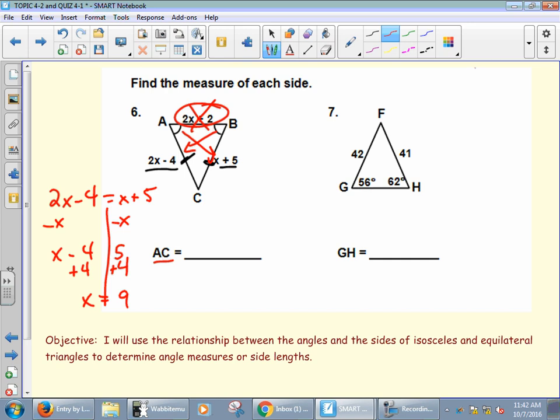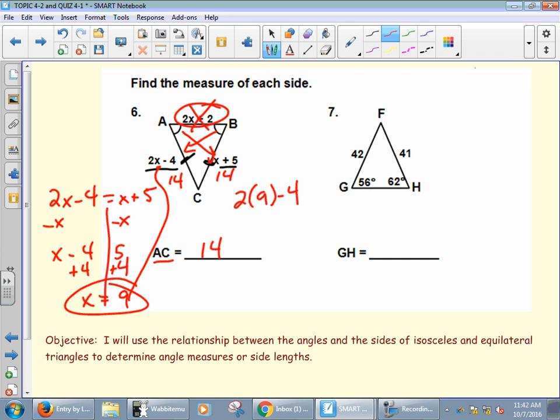All right. So they want to know AC, so I plug it in. That's 2 times 9 minus 4. What's 2 times 9 minus 4? It's 14. So these are both 14. But the fact that those are 14 has nothing to do with AB. If I plug it in, it's actually 20. It really has no bearing. Those 2 sides are the same, but they can equal any number.